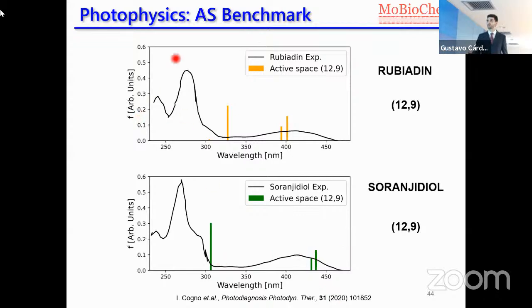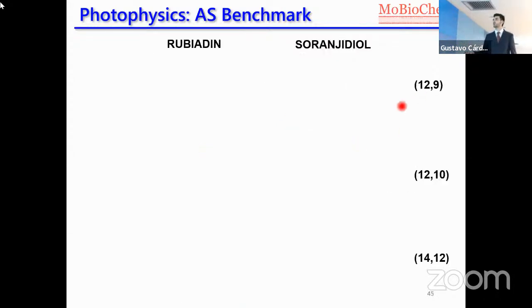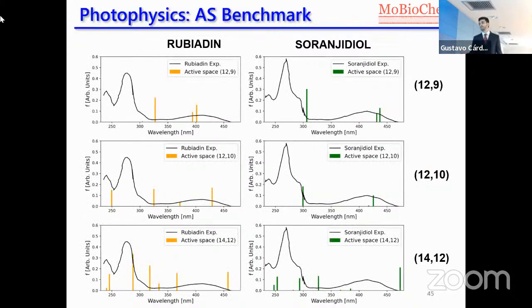In this benchmark, the smallest active space we considered was a 12-9 active space, which is rather small. What we saw here was that the first band was pretty well reproduced in both cases. This is the experimental spectrum in chloroform again. However, the second band was not so well represented in either of these cases. So we increased gradually the active space in these two situations. Here I'm showing these three active spaces. Despite increasing the active space, especially in the case of 14-12, it was a globally worse situation than in the case of, for example, these two smaller active spaces. We're not even reproducing the first band. So for this reason, and also because it's cheaper, we considered the smallest active space, which is 12-9.